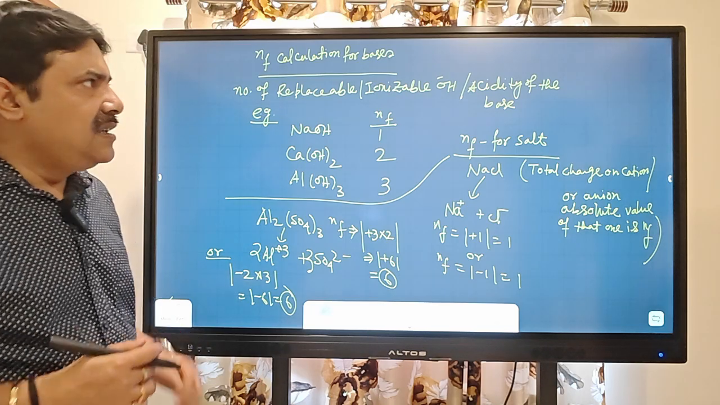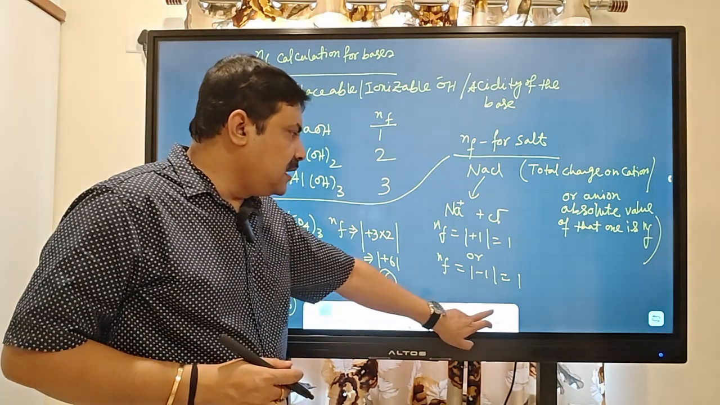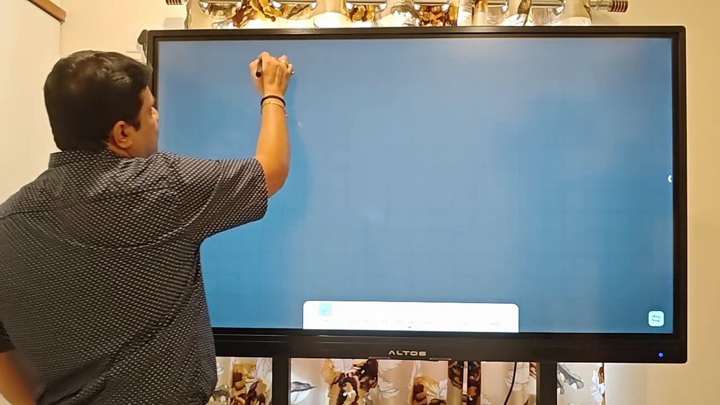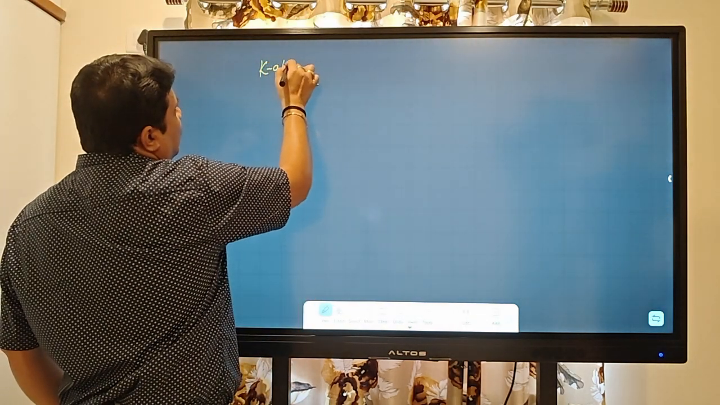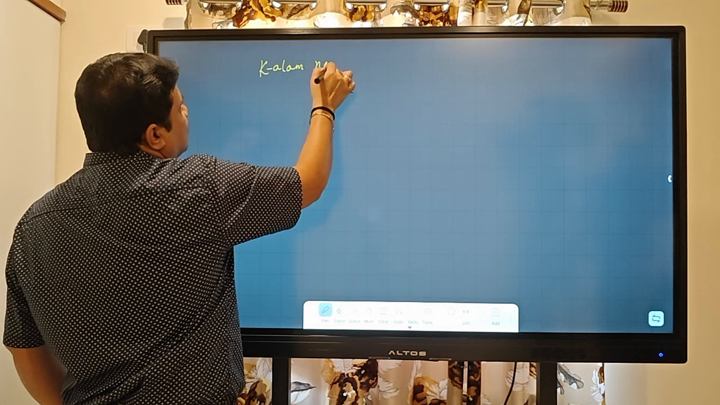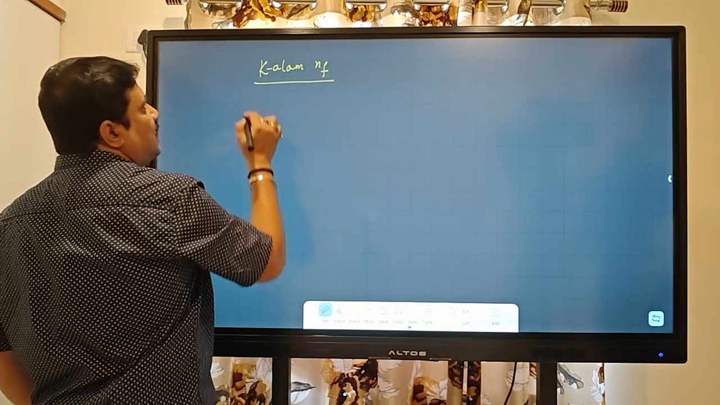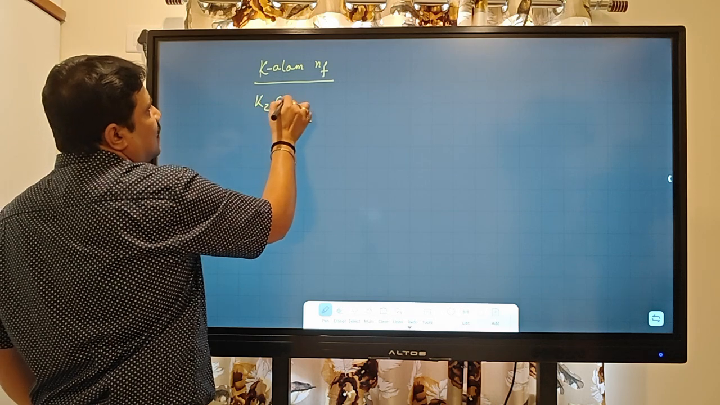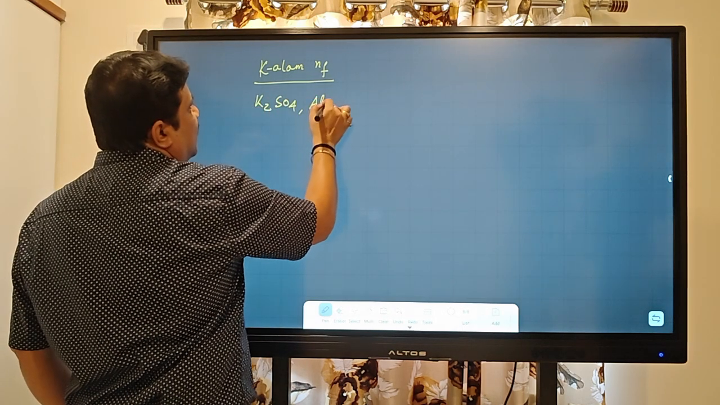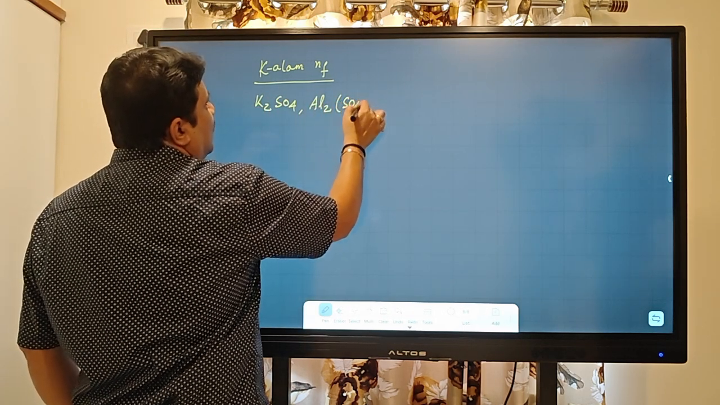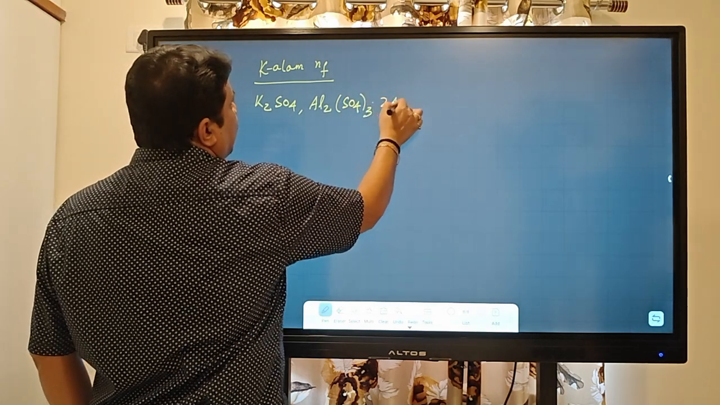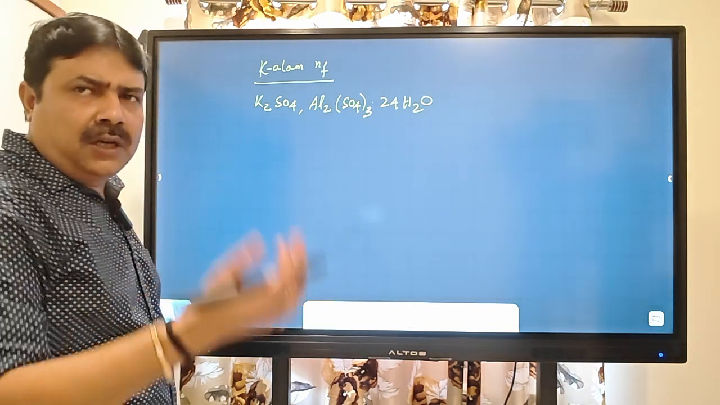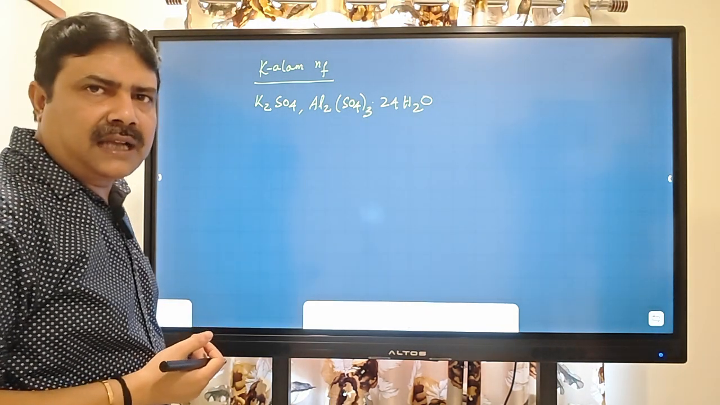Is it clear? Same way, can you tell me for another one? Suppose I am giving you potash alum and asking the N factor. How will you do it? Potash alum means K2SO4, Al2(SO4)3, and 24H2O. Water of crystallization is there, but we need not consider it when doing N factor calculations.